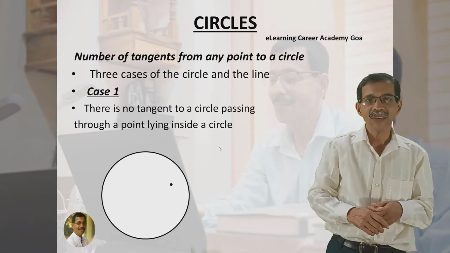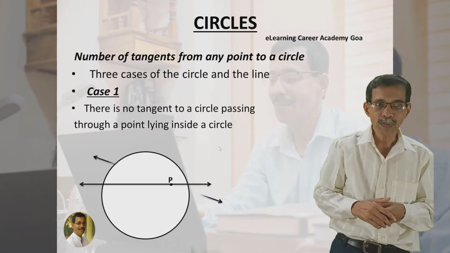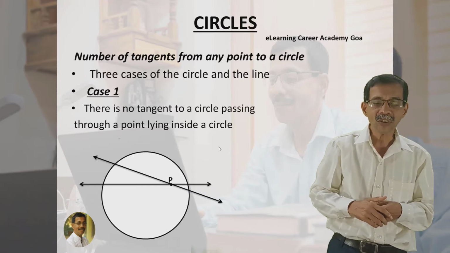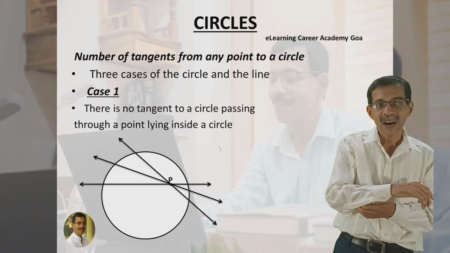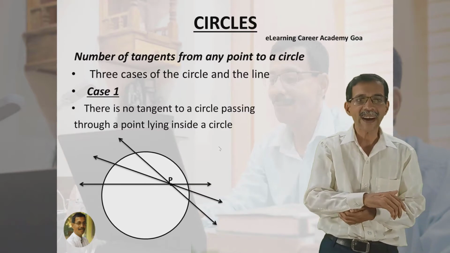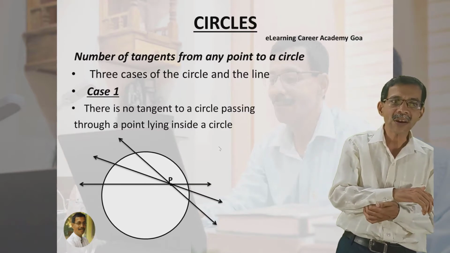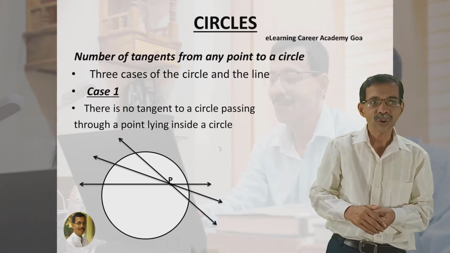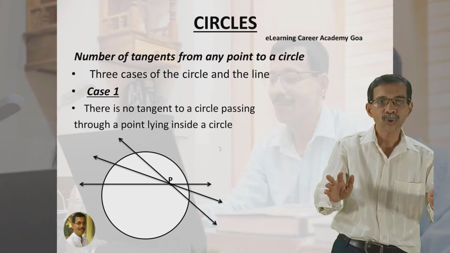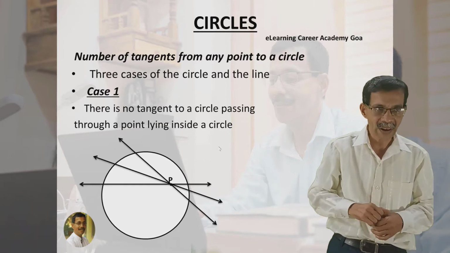In this circle, we have taken one point which is P, and through P we have drawn this number of lines. We see all these lines cutting the circle at two points, so none of them becomes a tangent. So there are no tangents possible to draw from a point inside the circle.